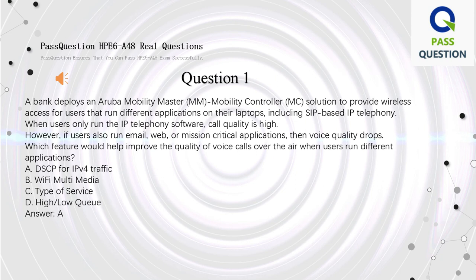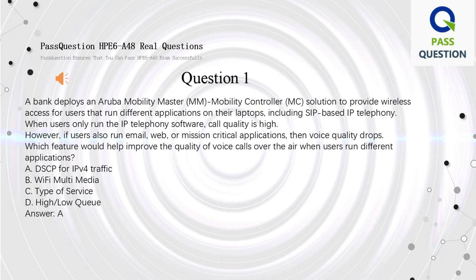Question 1. A bank deploys an Aruba Mobility Master Mobility Controller (MC) solution to provide wireless access for users that run different applications on their laptops, including SIP-based IP telephony. When users only run the IP telephony software, call quality is high. However, if users also run email, web, or mission-critical applications, then voice quality drops. Which feature would help improve the quality of voice calls over the air when users run different applications?